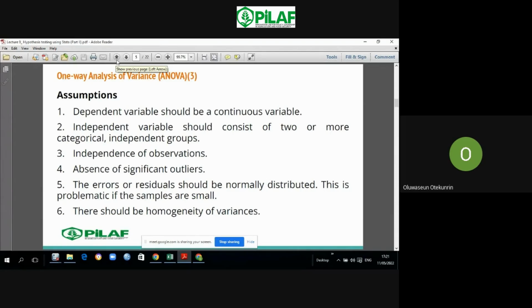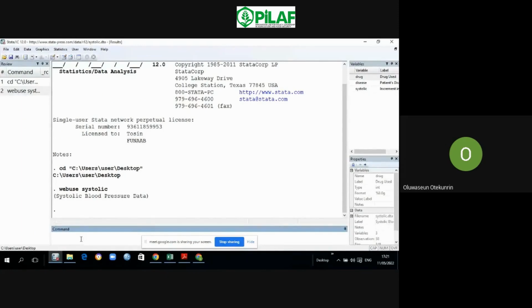Let us now move to assumption number 4. That is absence of significant outliers. To do that, let's first of all use our box plots. The other time we were on box plot, we were able to see some outliers. We can do that through the box plot or through our summarize command. If we want to check through our box plot, we just say graph box systolic, comma, over drug.